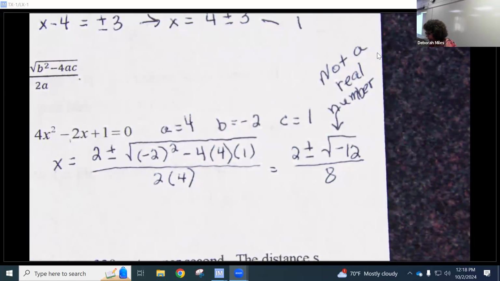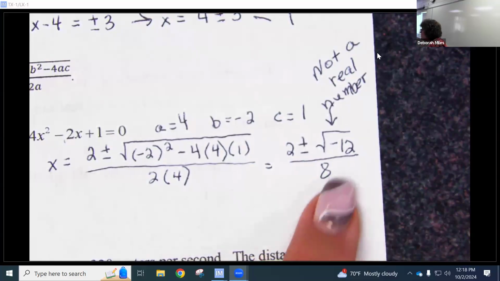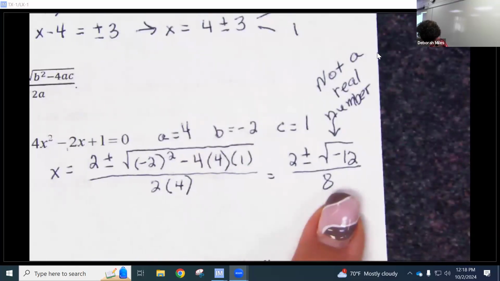That is actually what lesson 10 is. We're going to talk about this application real quick, and then lesson 10 tells us how to deal with square root of a negative, other than just writing not a real number. We can write what it is.